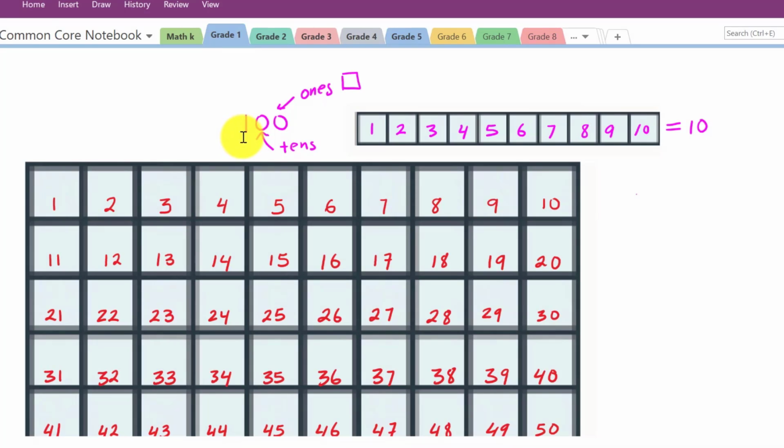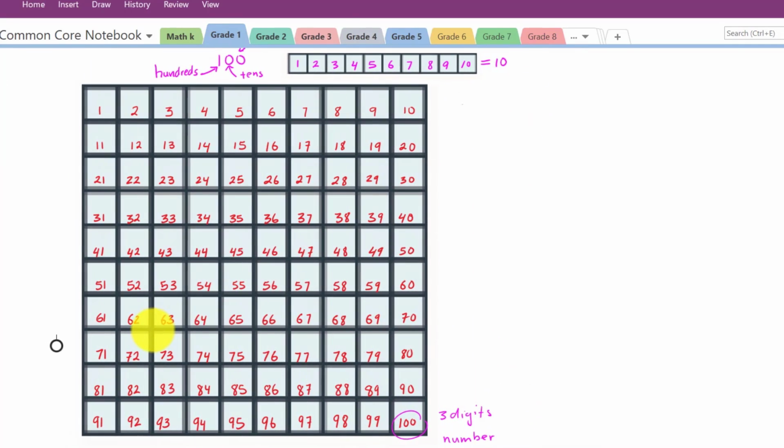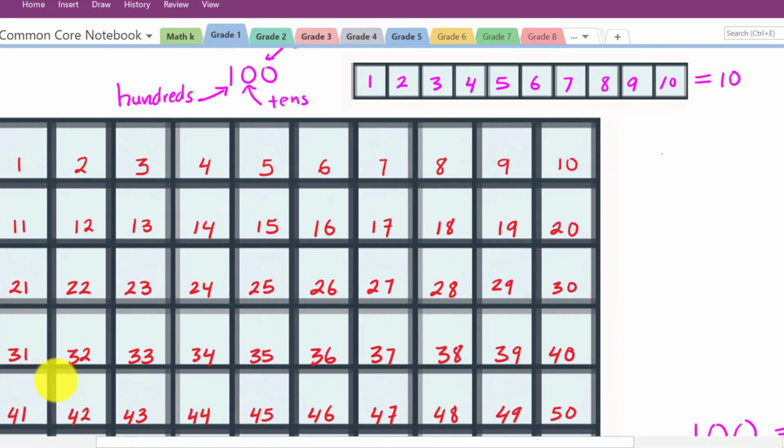And then we have the third digit to the right. And this third digit represents hundreds. So what is a hundred? Well, if we zoom out, look at this. If we zoom out, this whole entire thing right here is equal to 100. And therefore, it's equal to hundreds. And that is the place values of a number with 3 digits.